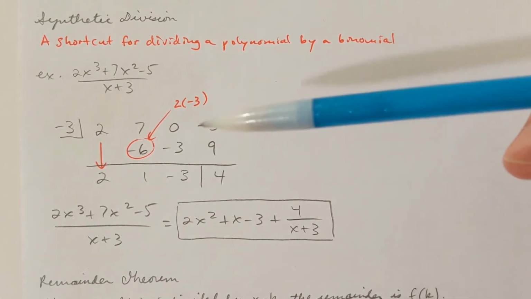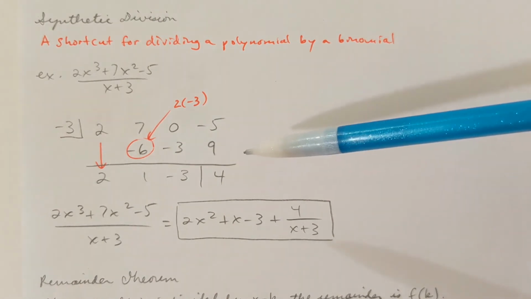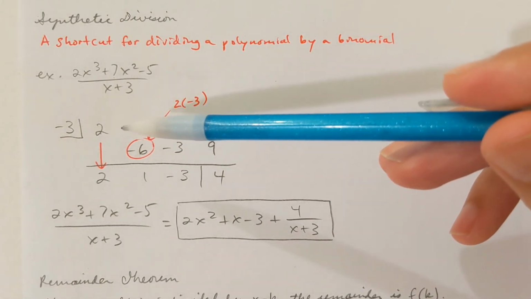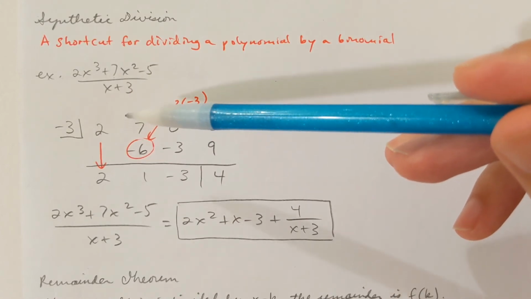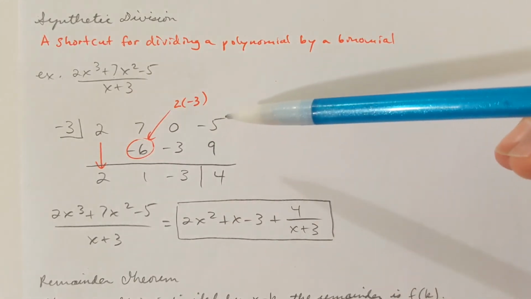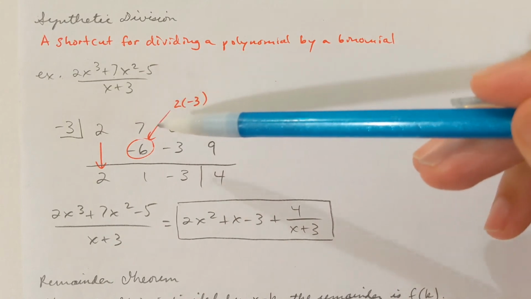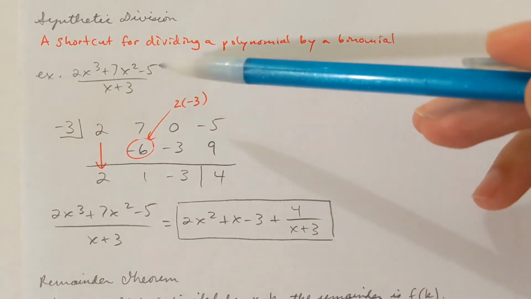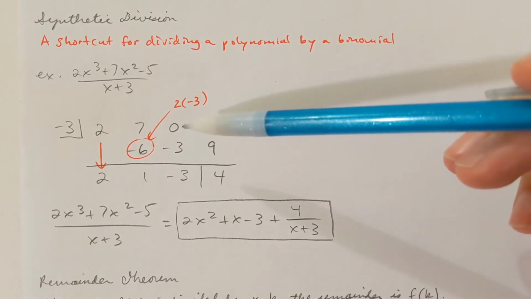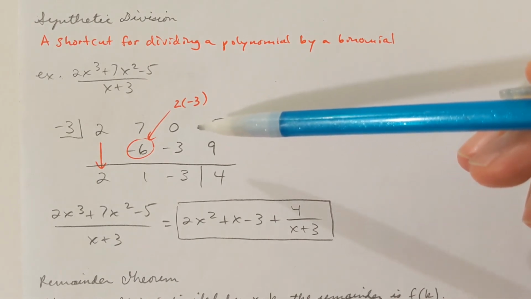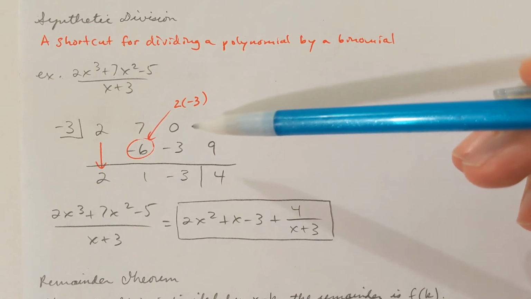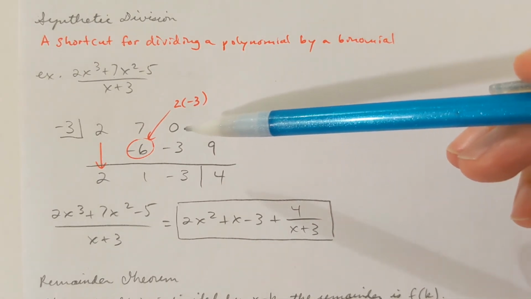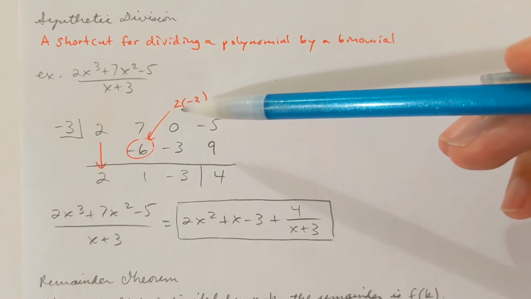I write the quotients to the right of that. So I got a 2 in front of x cubed, a 7 in front of x squared, a 0 in front of x, and then a negative 5 at the end. Never ever skip terms. So we've got a 0 in front of x. We must have the 0 in order to get the right answer.